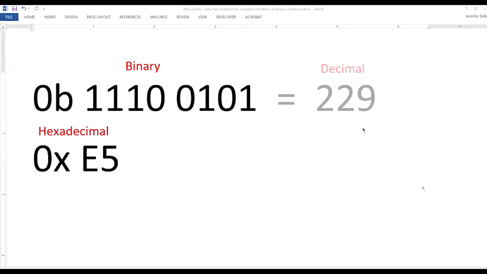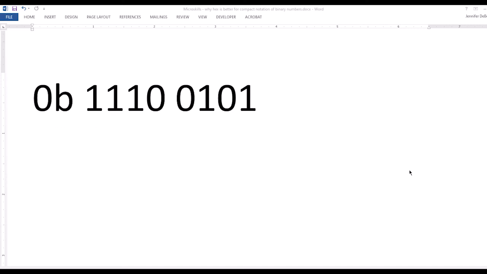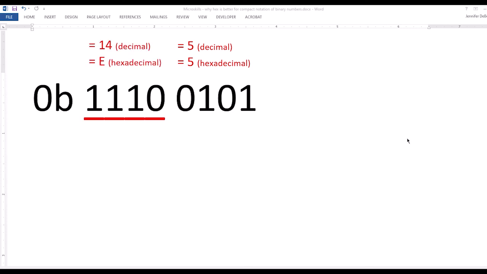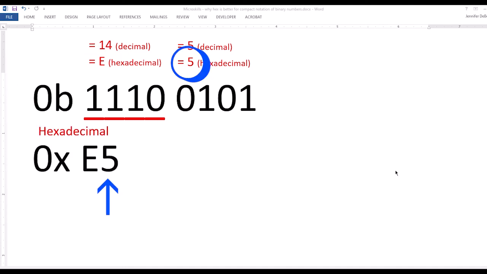But why is it better than using decimal? Well, if you look at just the lowest 4 bits of this binary number and convert this to a decimal number or a hexadecimal number, you'll see that that's 5 in both decimal or hexadecimal. Likewise, if you look at just these 4 numbers and convert these also, you see that these 4 digits convert to 14 in decimal, which is an E in hexadecimal, which means to write this in hexadecimal, you just write E5. So these 4 digits give you a 5, and these 4 digits give you an E.